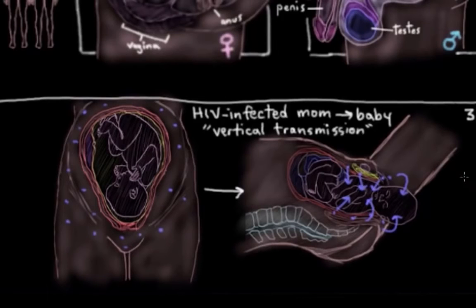And because newborn babies are essentially all mucous membrane at birth. They just have really thin skin. So it's not too hard for HIV to jump on board, so to speak.